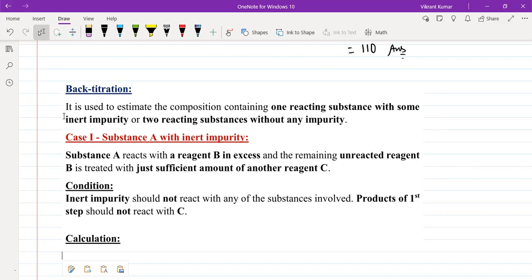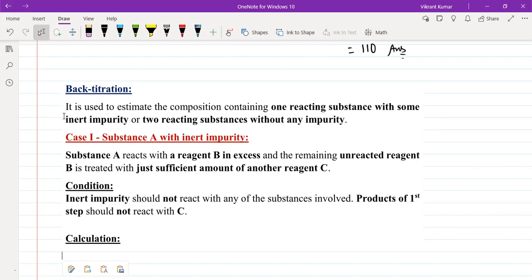In one case, you'll have a substance along with some inert impurities, and at the end of the question they'll ask you the percentage purity or percentage impurity in the initial sample, batao. Understood the point? One reacting substance present with inert impurities. And then they'll ask you the percentage purity or impurity of that sample, and it will go through two steps of titration.